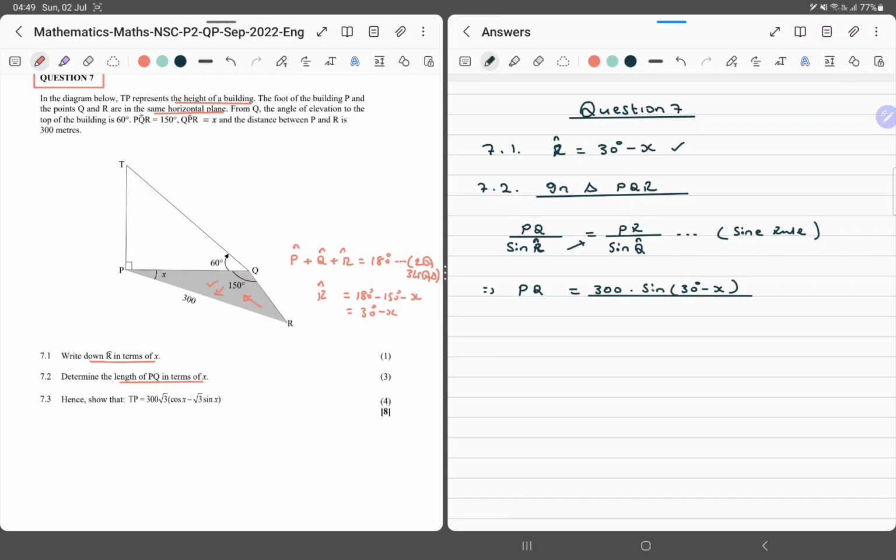Over sine of Q. This is sine of 150 degrees. Great. So sine of 150 is basically a half. So basically this is the same as 300 times sine of 30 degrees minus x over a half. So this becomes 600 times sine of 30 degrees minus x. I'm overly simplifying, guys. I don't know if it is necessary, but let's just do it so that we don't suffer too much.